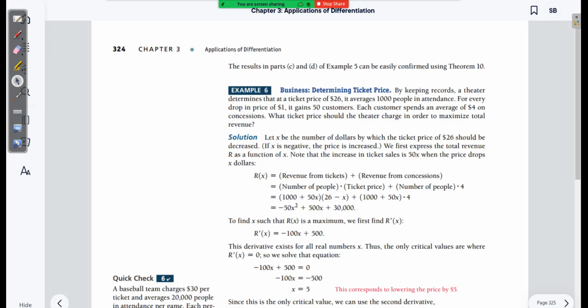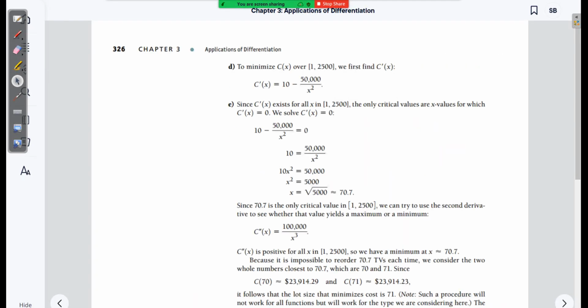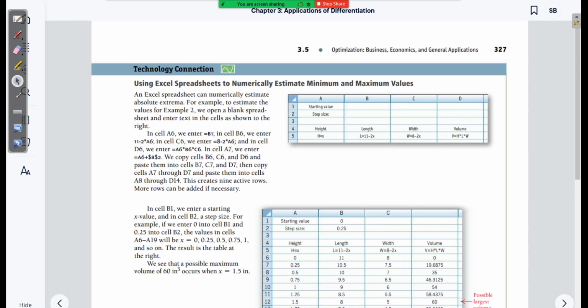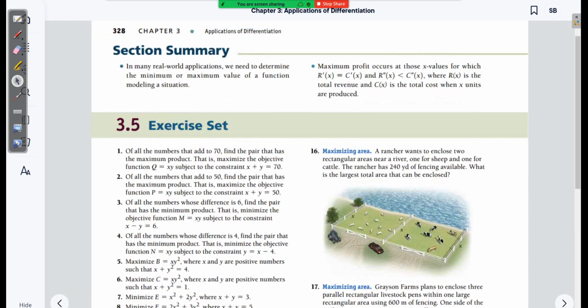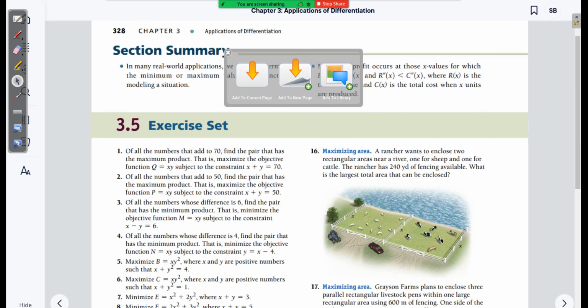That does conclude today's lecture, but we're going to go ahead and put the section summary up. All right, now we're officially done.